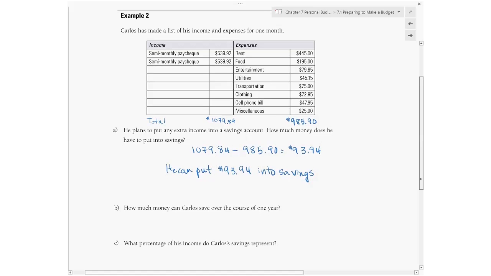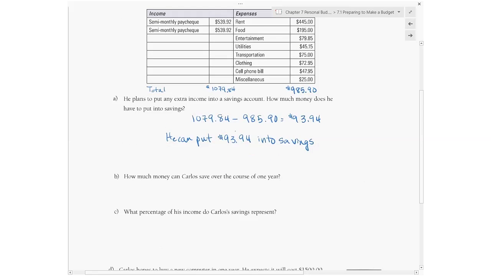How much does he save over the course of a year? Well, assuming that his expenses stay relatively similar, he's going to have $93.94 to save for each month. So he's got $93.94 times 12 because there's 12 months in a year. So he'll have $1,127.28. So he can save $1,127.28.